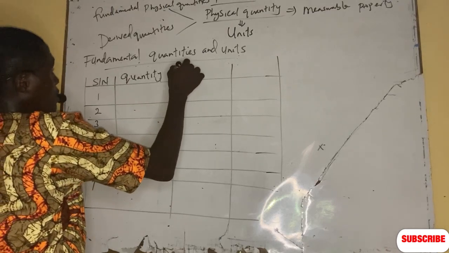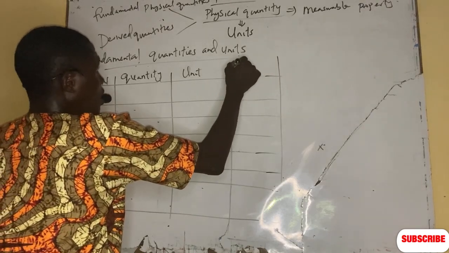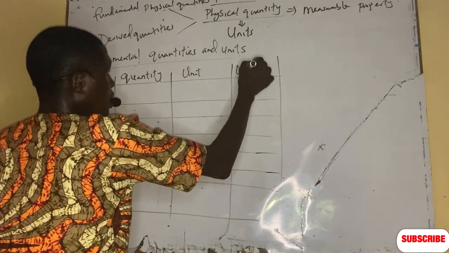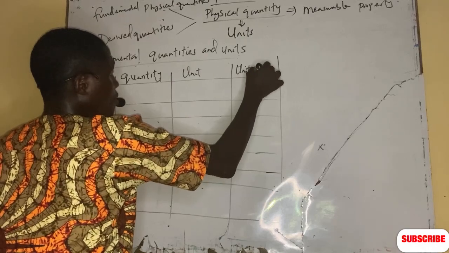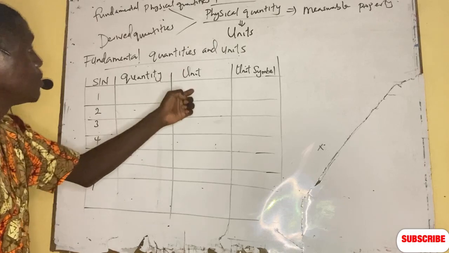We have the what? The unit. And the unit symbol. I call it unit symbol. Okay, we have the quantity, the unit, and the unit symbol.